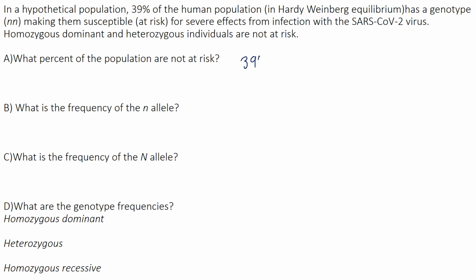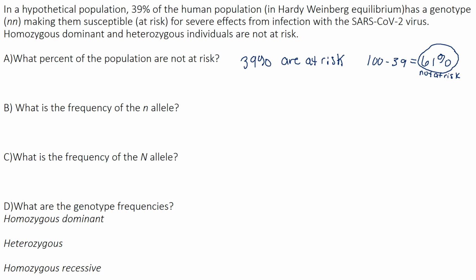Right now we know that 39% of the population are at risk. So what does that mean? The rest of the population is not at risk, right? So you just take 100 minus 39 equals 61. 61% of the population are not at risk for the severe effects of the virus.